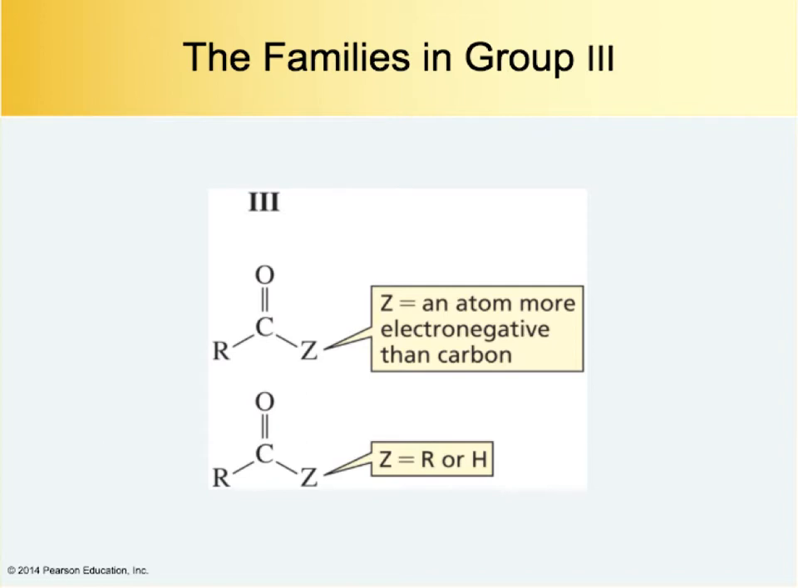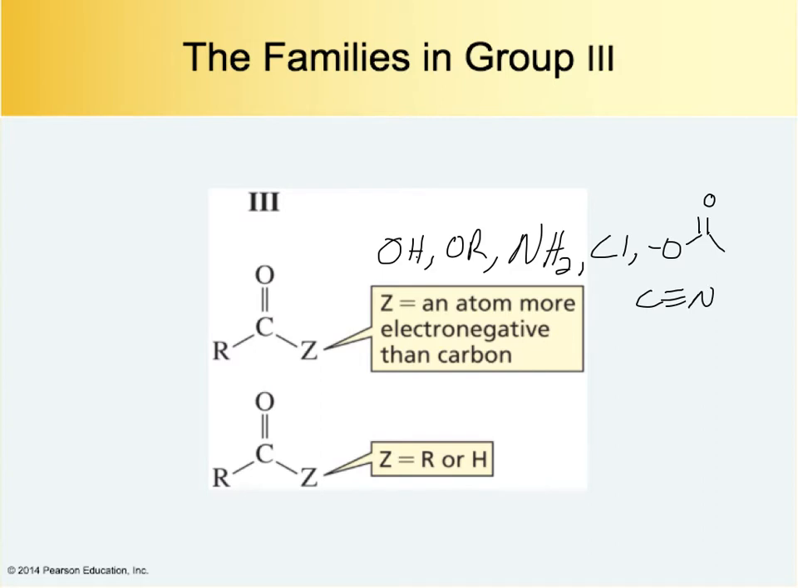Basically, the big difference here is these are carboxylic acid derivatives, where Z is an atom that's more electronegative than carbon. So examples would be oxygen, an OH, an OR, like an ester, so a carboxylic acid here, an ester here, an amide. An amide would be a possibility. A chloride, an acid chloride. We can even have anhydrides. Nitriles are considered a derivative of carboxylic acids as well.